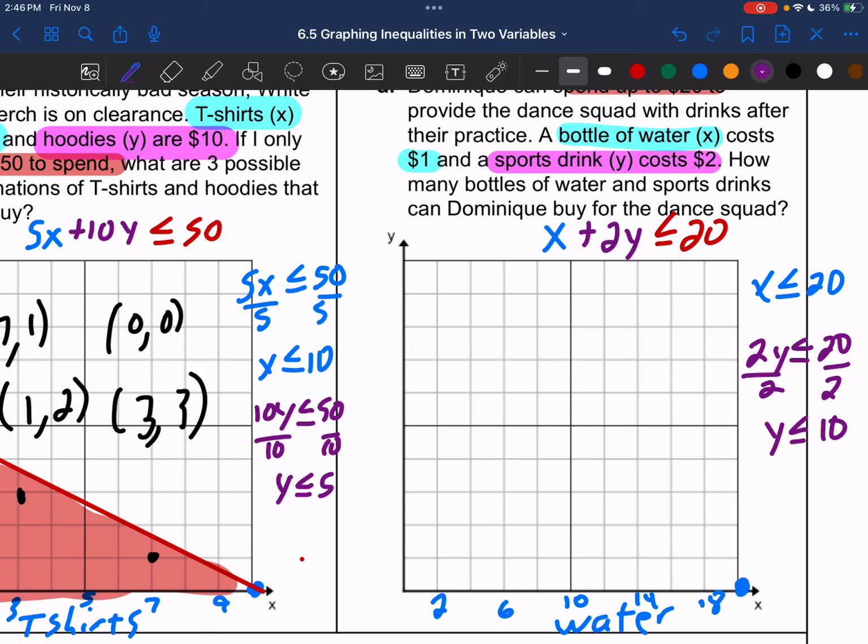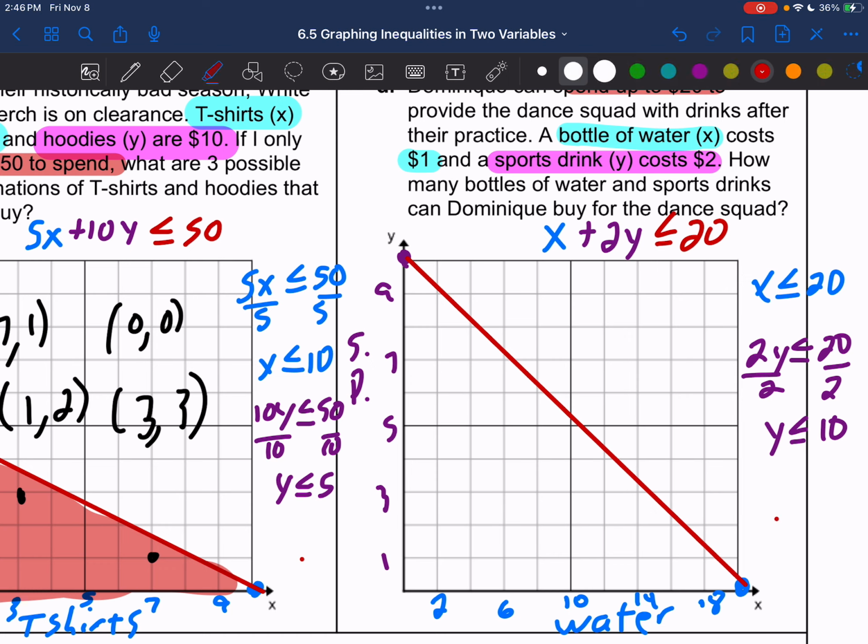My point on the y-axis, do I need to go all the way up to 20? Not really. I'm going to just go by ones. So 1, 3, 5, 7, 9, because I can buy 10 sports drinks. And we'll just abbreviate as sports drink, SD. And we draw our line in. And we highlight our solution area is everything below that line.